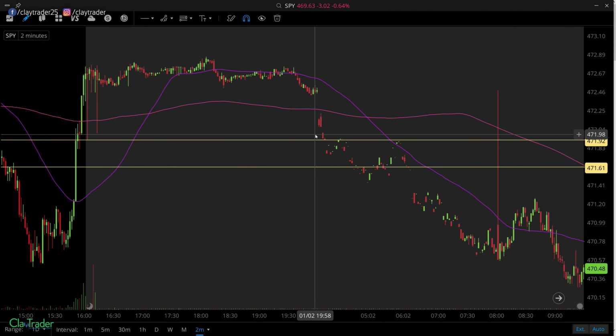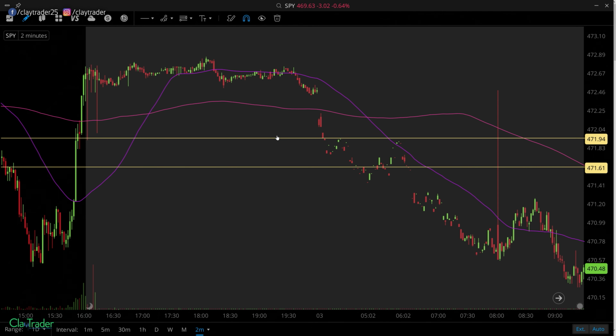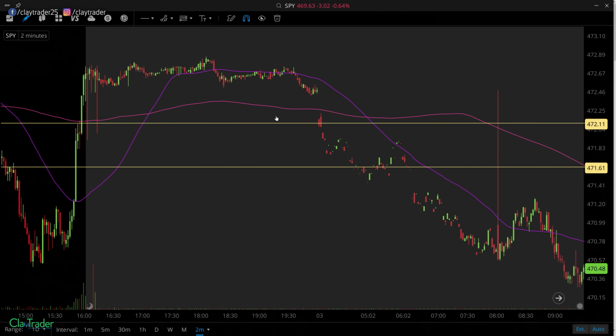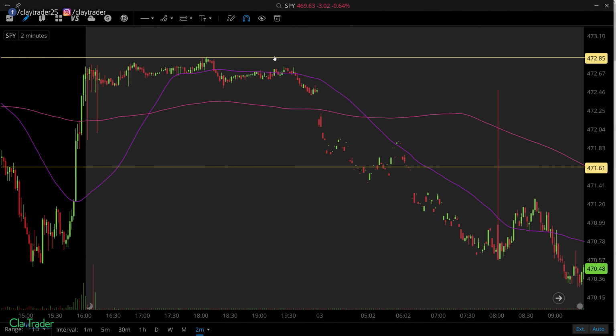So all you're gonna do is I want you to map out as high as the price went and then as low as the price went during this gray period. Again, that is during pre-market and then after hours. So in this situation, the price went up as high as right there of 472.87, which you can see right there.